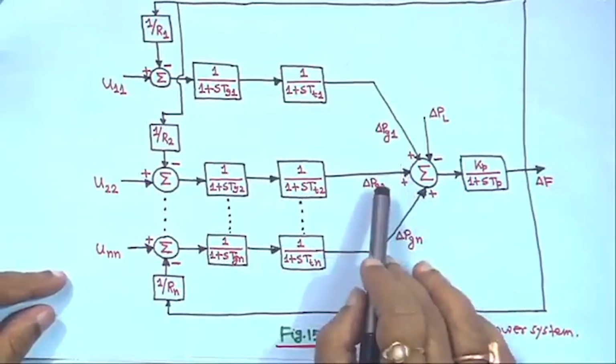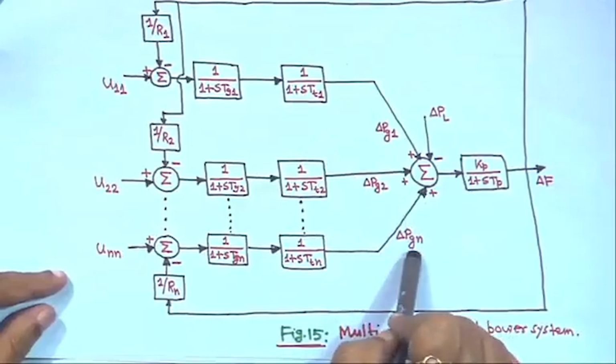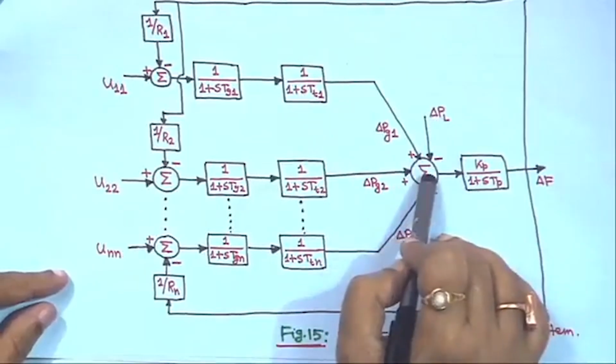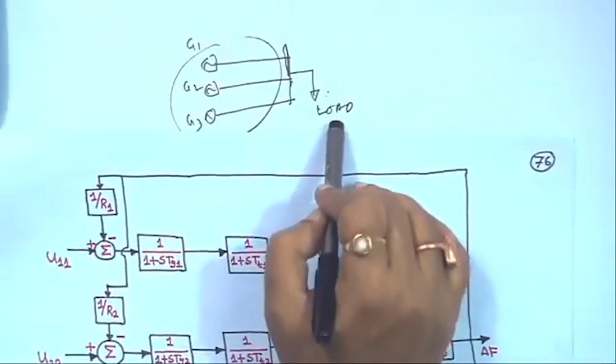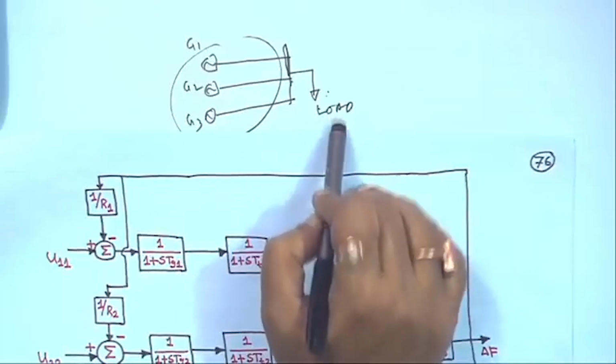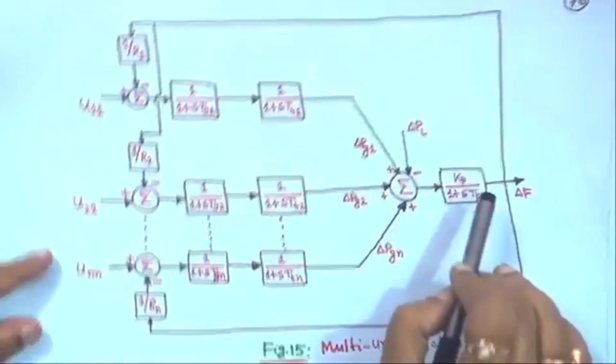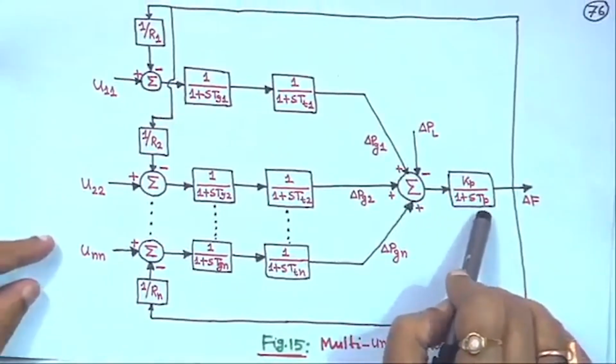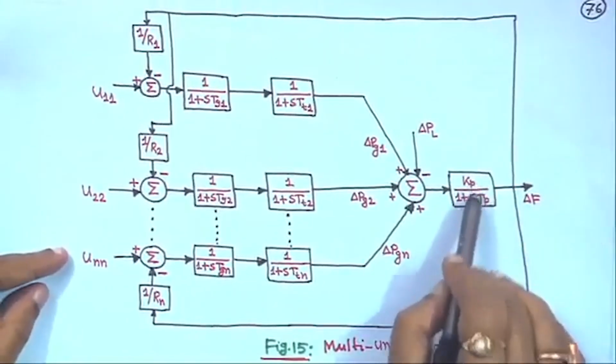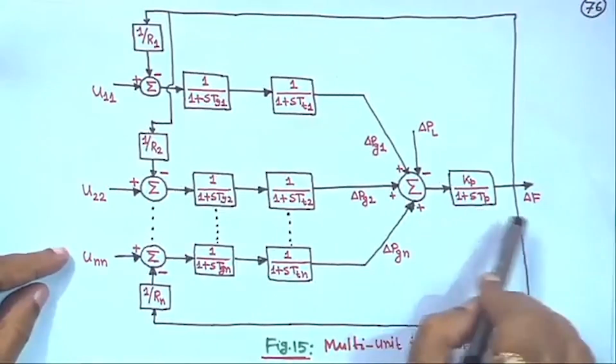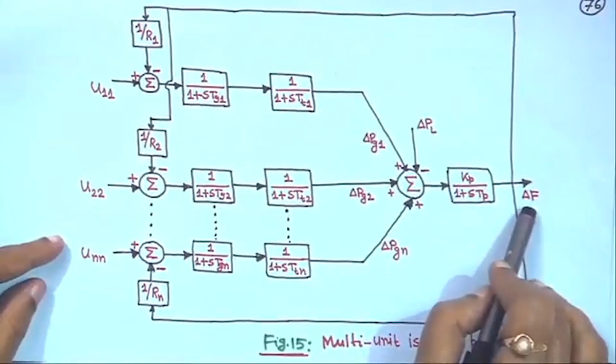That means delta Pg1 plus delta Pg2 up to delta Pgn, this summation, and this is the load here, only a single load. I told you only a single load is here, right, and the whole thing can be represented by a single time constant, because a single H we can make it, and therefore Kp upon 1 plus sTp, and the output is the delta f, the frequency deviation.